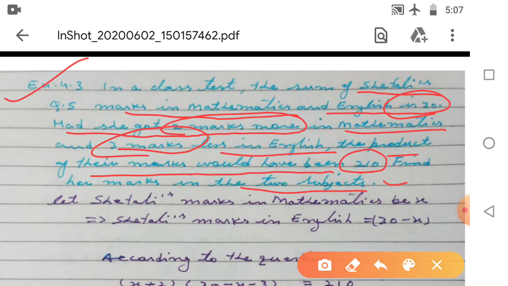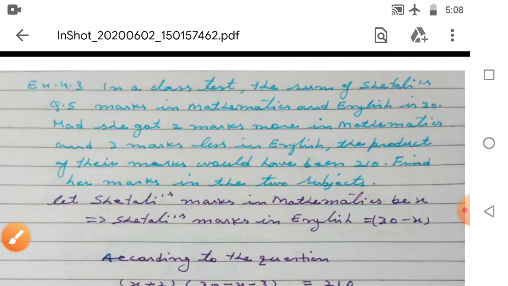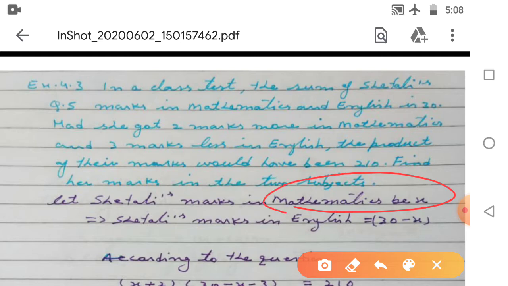So, let Shefali's marks in mathematics be x. According to the question, the sum of mathematics marks and English marks is 30. If mathematics marks are x, obviously the marks scored in English is 30 minus x. The sum of these two marks is 30, right?